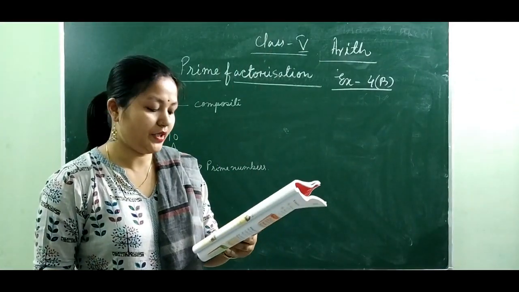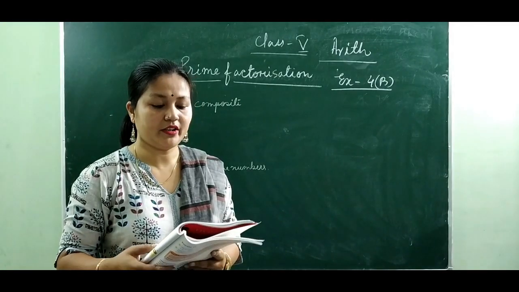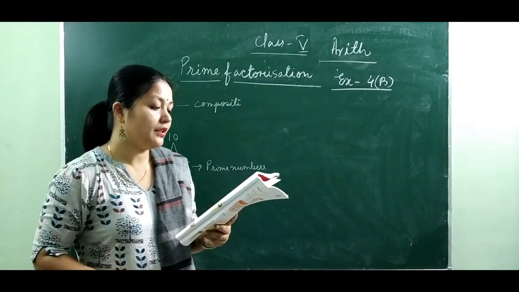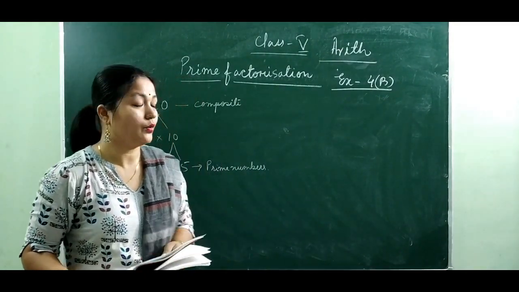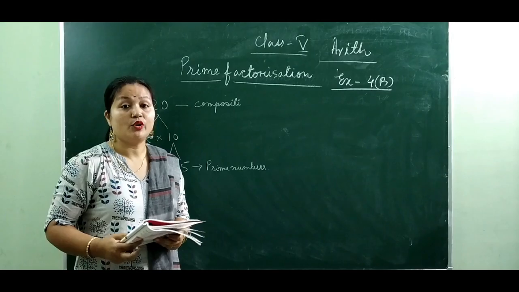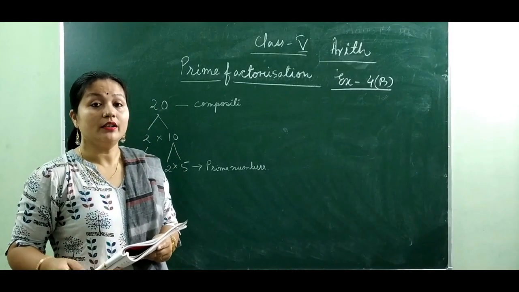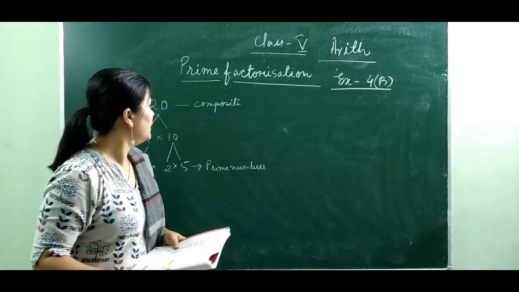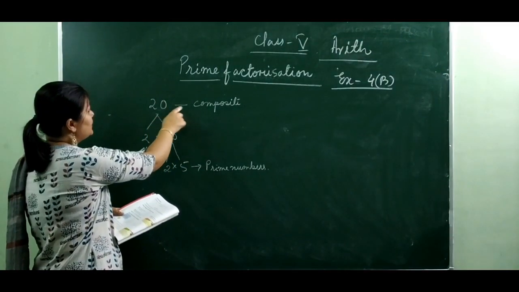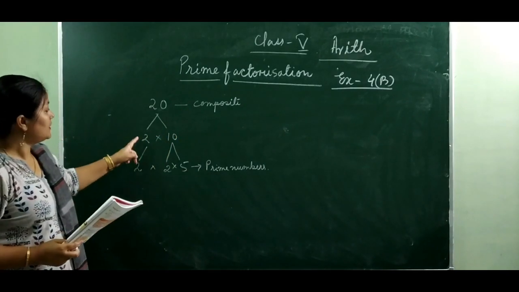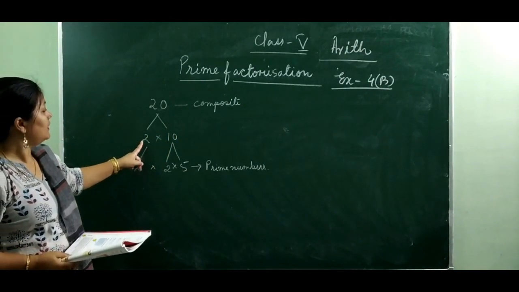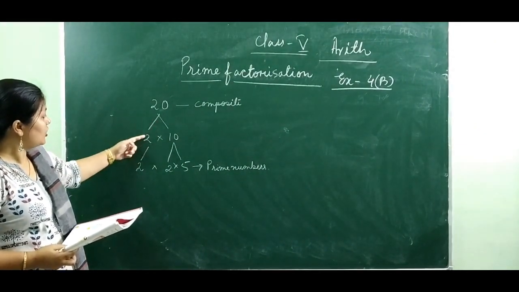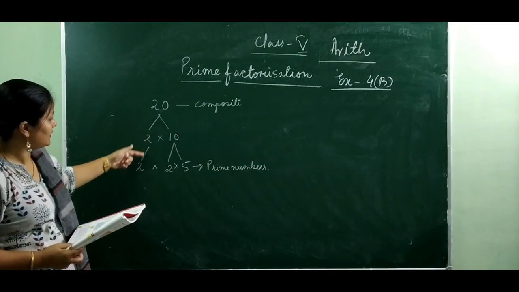You can turn to page number 64. You can see prime factorization. There are two methods. The first method is to begin with the smallest prime factor. So always start with the smallest prime factor, and find the factors of that number. I have taken a composite number, 20. 2 is the smallest prime number. So we can write 2 times 10 equals 20. This 2 will remain the same. We will not change it, and we will continue writing it.